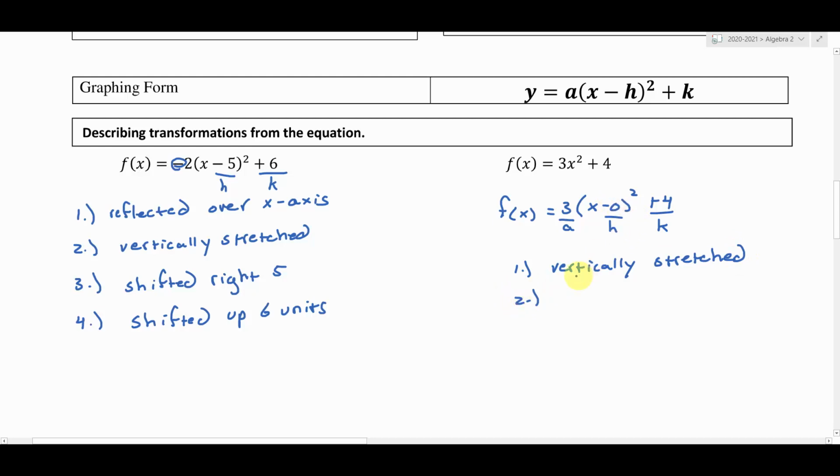The minus 0 indicates that it was shifted to the right or to the left 0 units, but you can just say it was not horizontally shifted at all because it is a 0. So I wouldn't even write that down. And then here, for the k value, the plus 4 indicates that it was shifted up 4 units.